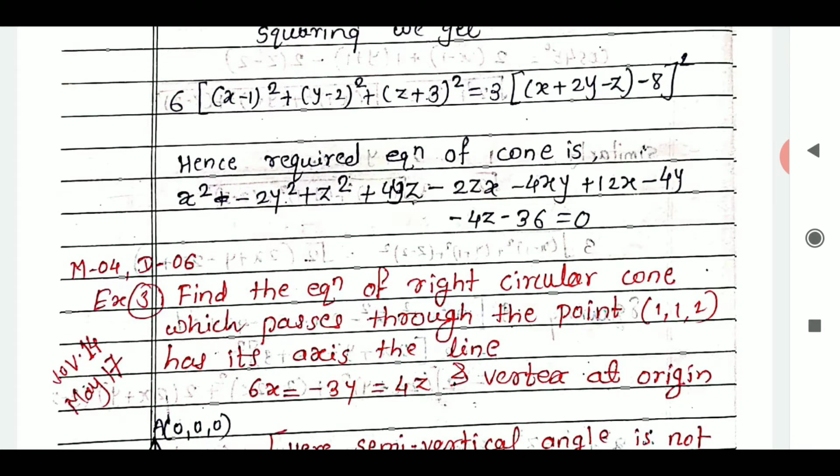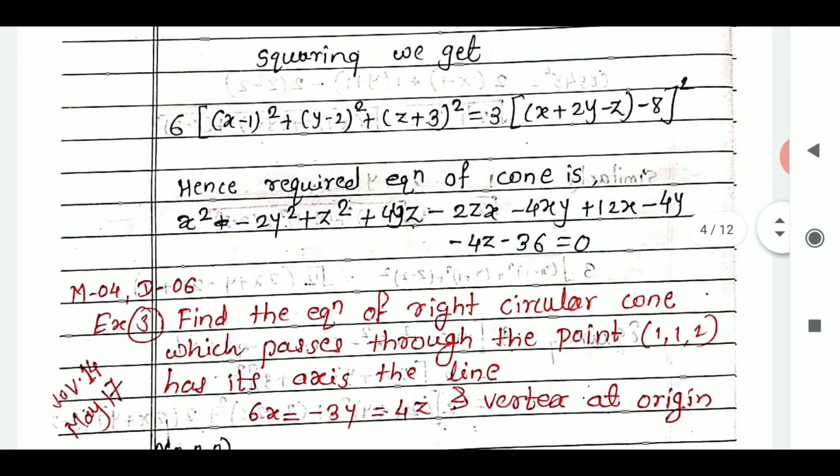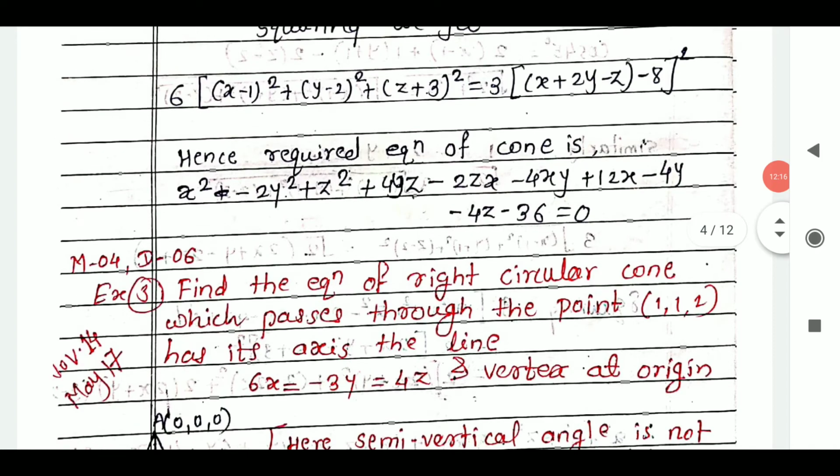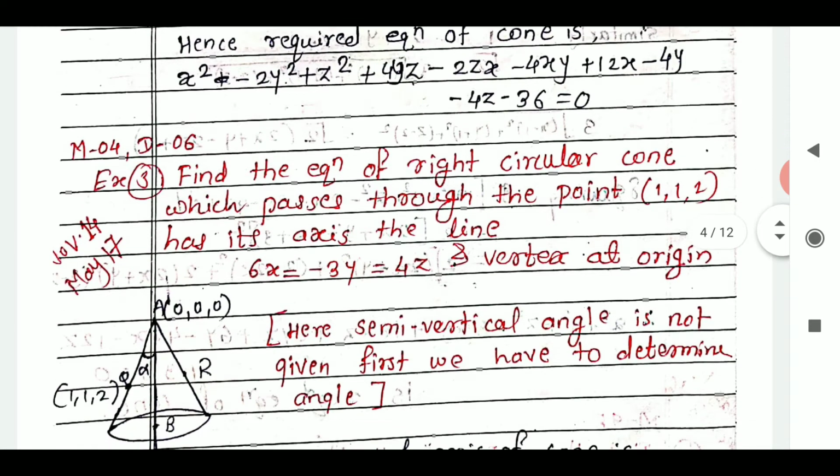It's the required equation of right circular cone. Now we see the next example. In the next example, find the equation of right circular cone which passes through the point (1, 1, 2), has its axis the line 6x = -3y = 4z, and vertex at origin.